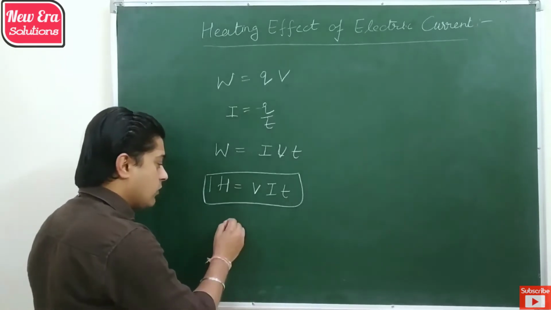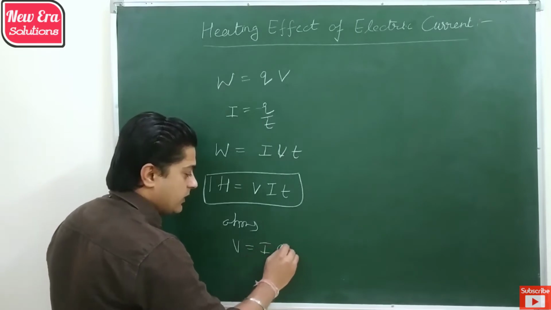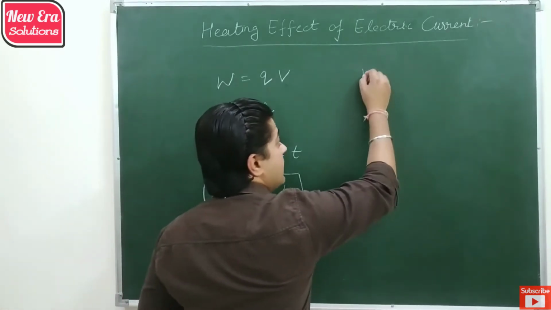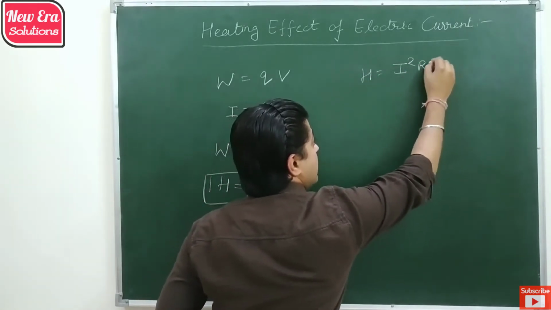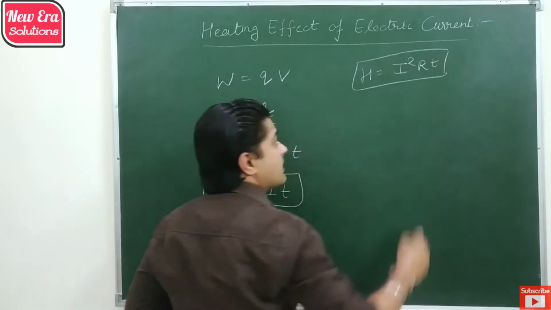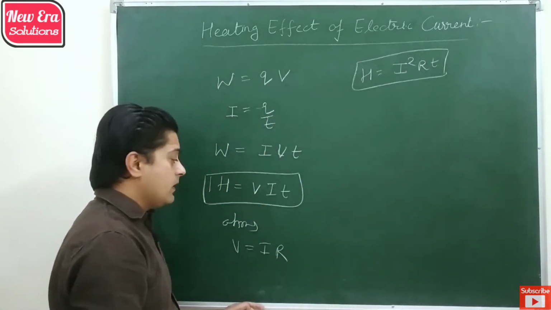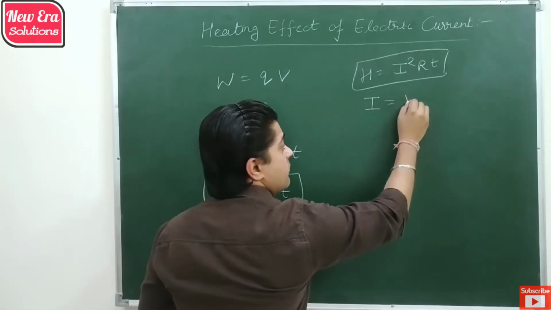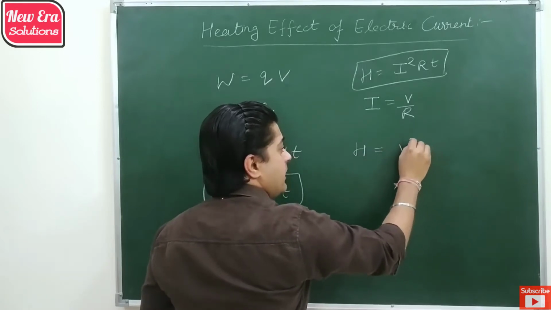From the Ohm's law, we know that the voltage is equal to current into resistance. By putting the value of potential in that, we get heat is equal to I square RT. So for a fixed amount of current, the heat produced is I square RT. Similarly, if we replace the current by the formula V by R, we obtain another formula of heat, V square by R into T.